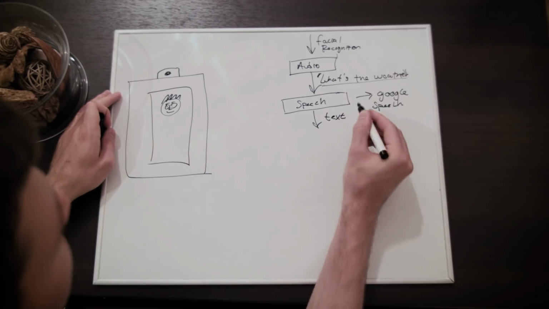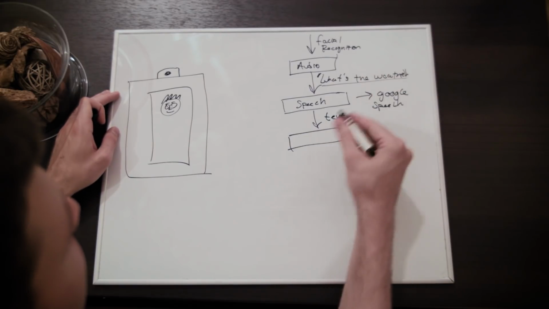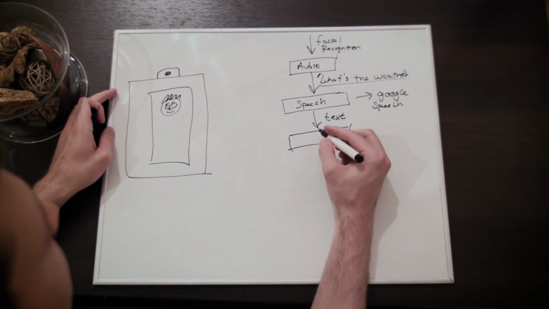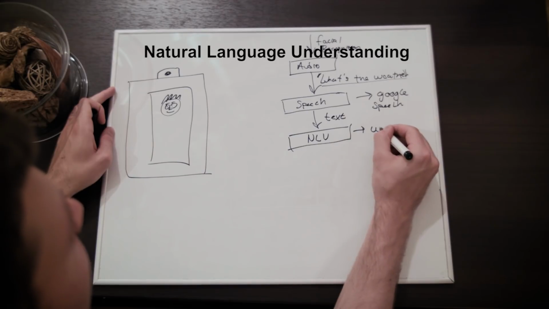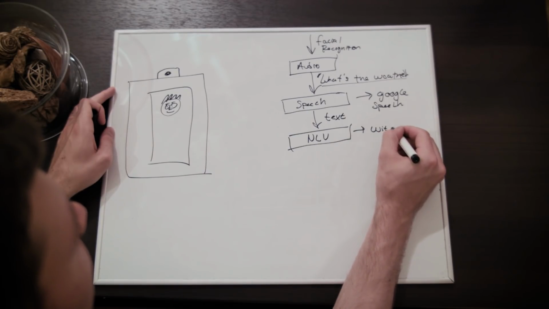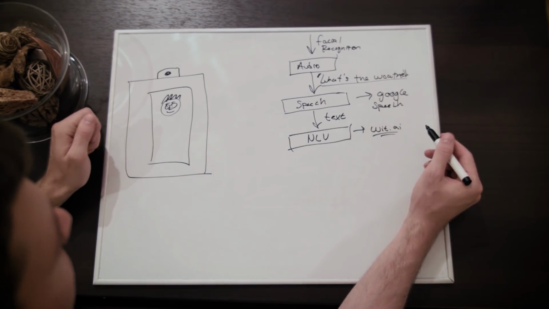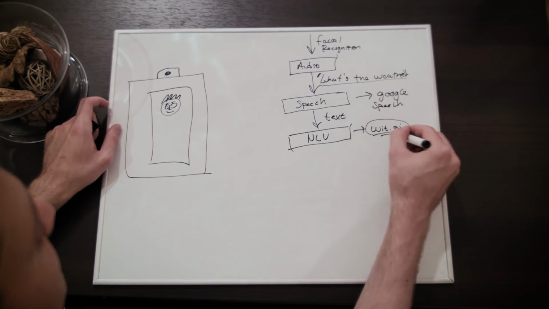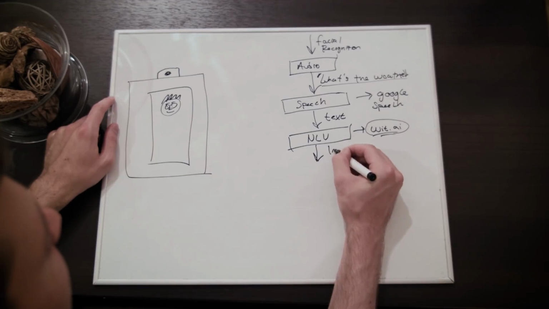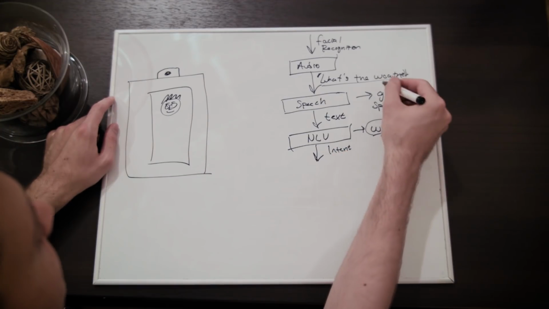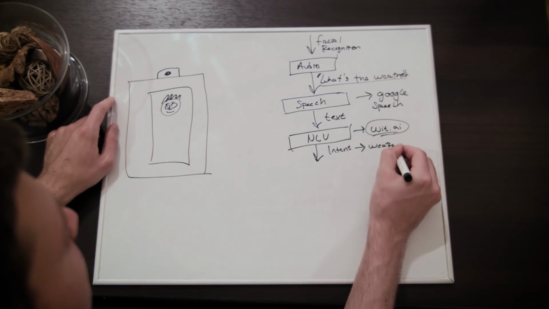Once we have text, we want to figure out, what does the user actually mean by this sentence? And in order to do that, we're going to incorporate a module called NLU. We're using Wit.ai for this. And we'll have to do some setup to get this working once we start the tutorial. But I will talk about that in a bit. This extracts the intent from our text. So in this case, the intent is weather. So the user wants to know about the weather.